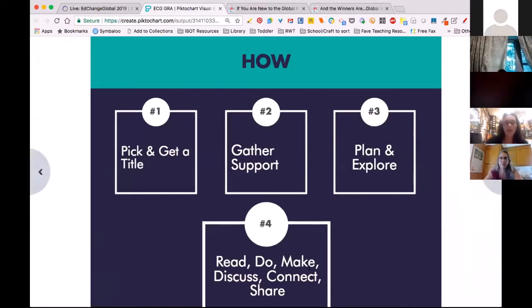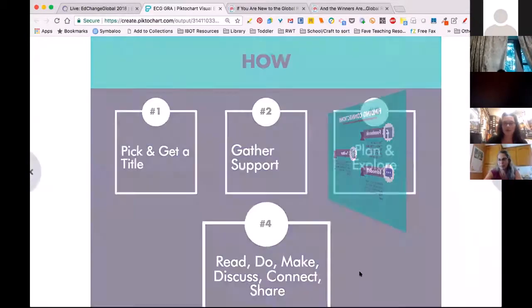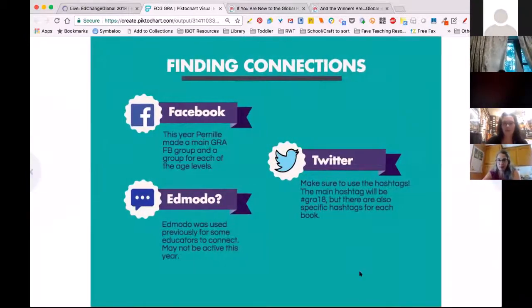All right, and then the last thing, just like start, right? So read, do, make, discuss, connect, share, and we'll talk more about those parts as we go here. So finding connections. So that's the reason a lot of people do Global Read Aloud, right? Besides, you know, reading an awesome book is connecting with other people, right? That's a lot of times the purpose behind why people want to do that.